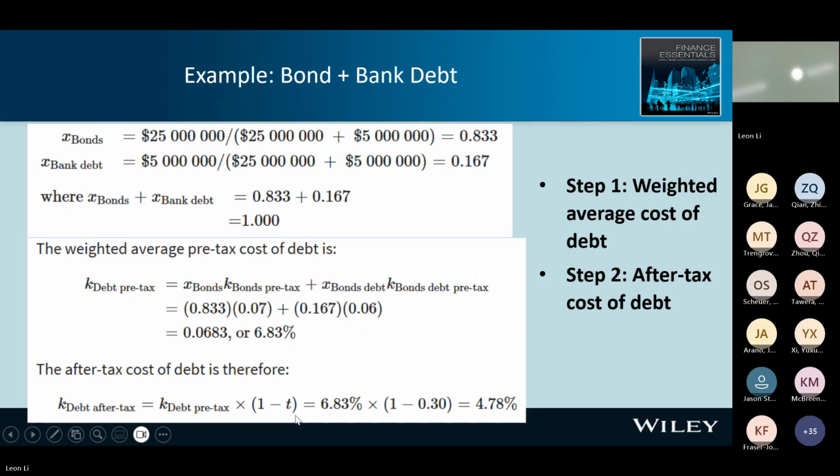All right. So I have a note here. So I use a two-step process. If the company has different types of debt, then step 1 is to calculate the weighted average cost of debt. Right. So again, we use a weighted average to add it up. Step 2, after-tax cost of debt. That means we add this additional term, 1 minus T. All right.